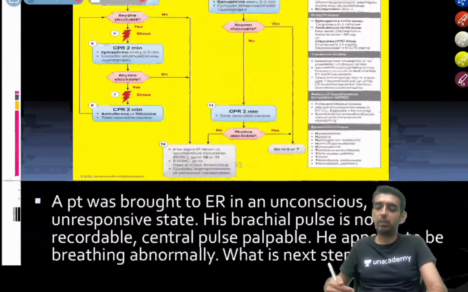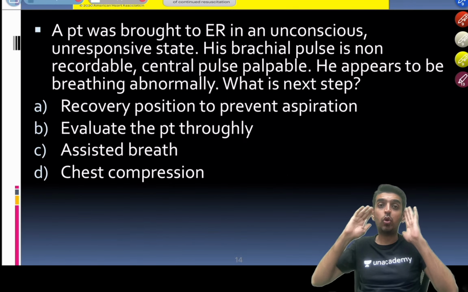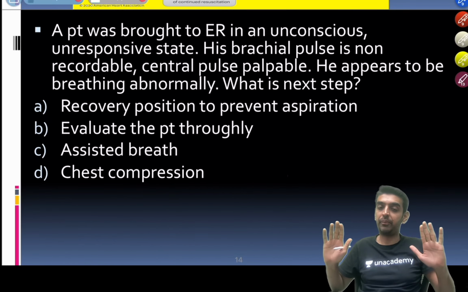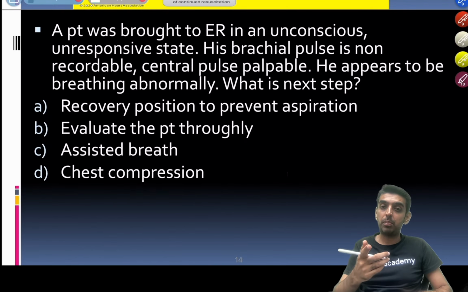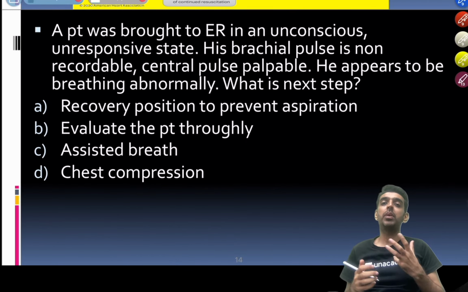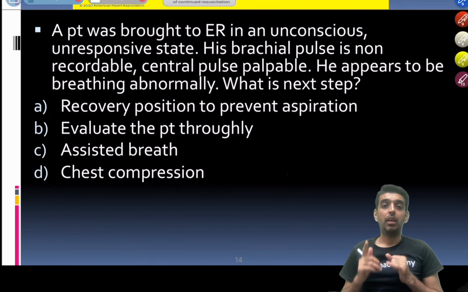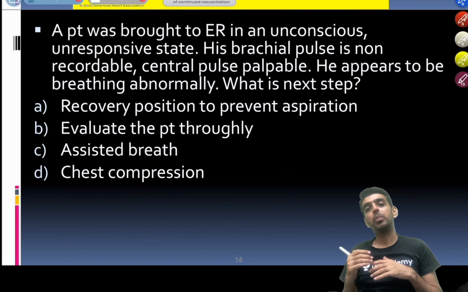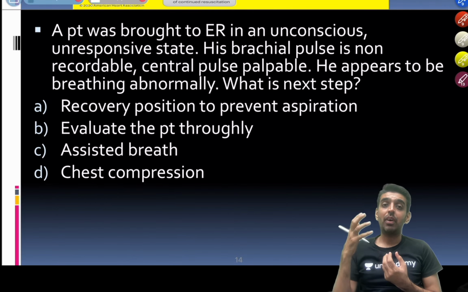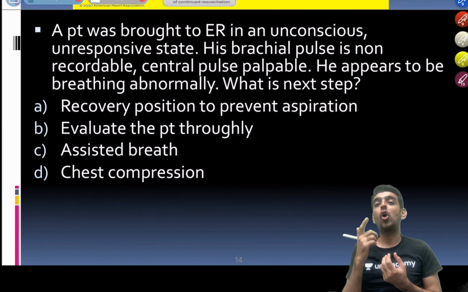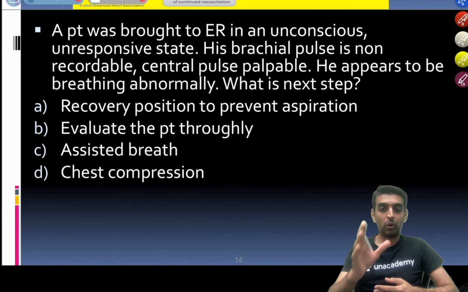Moving on to the next question. A patient was brought to the ER in an unconscious, unresponsive state. Brachial pulse is not recordable. Central pulse is palpable. He appears to be breathing abnormally. What is the next step? Recovery position to be given to the patient to prevent aspiration. Evaluate the patient thoroughly. Give assisted breath to the patient, or start with chest compressions. What are we supposed to do in such scenarios? Write down your answers in the comment section.